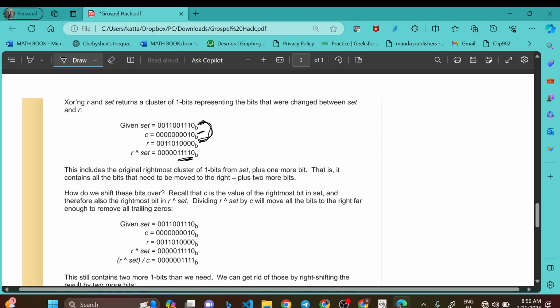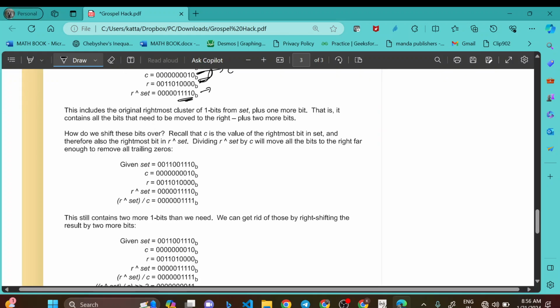Now if you carefully observe, this is the value of R XOR set, and this is the value of C. So how do we shift these bits over? We want the final answer to be 0 0 0 0 1 1. We want our final ones to be on the rightmost side. So how are we going to do it? How do we shift these bits over?